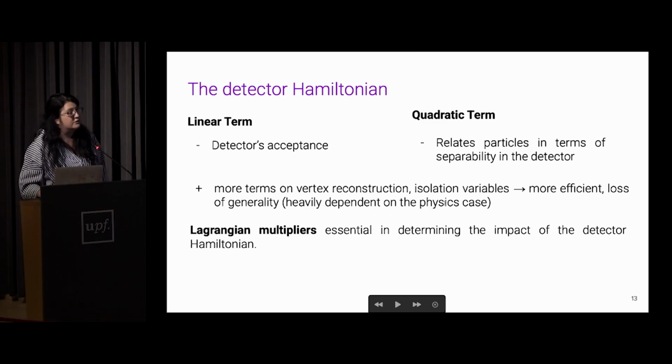For the detector Hamiltonian, you can impose a lot of things. You can go very specific or very general. But a few important things: you should make sure that your decays fall inside the detector acceptance, and then you should make sure that particles that belong together really are together. And you can do this because we are very savvy with reconstructing the geometry of the particles. One immediate thing to consider is that I'm adding all these terms. All these terms will, of course, be coupled with Lagrange multipliers that will not have a definite value, and in their strength lies how well your Hamiltonian does with the general decay that you want to assess.